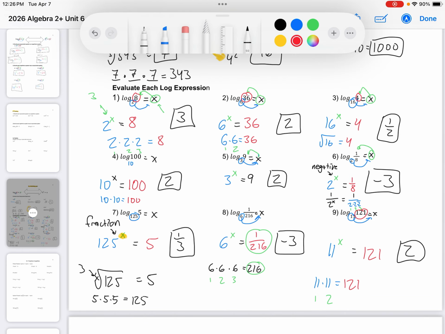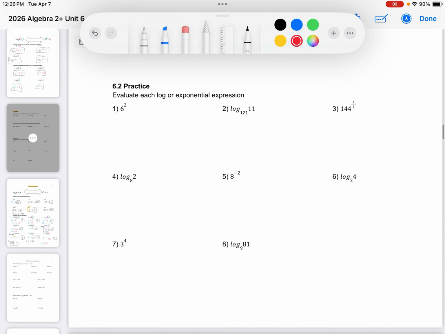So that is the end of our notes for 6.2. You should be able to now complete the 6.2 practice. And once you are done with that, then you are done for today, and I will see you all tomorrow.